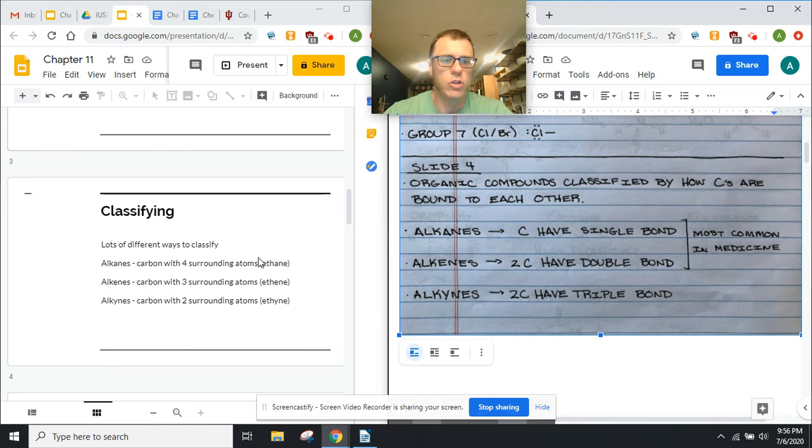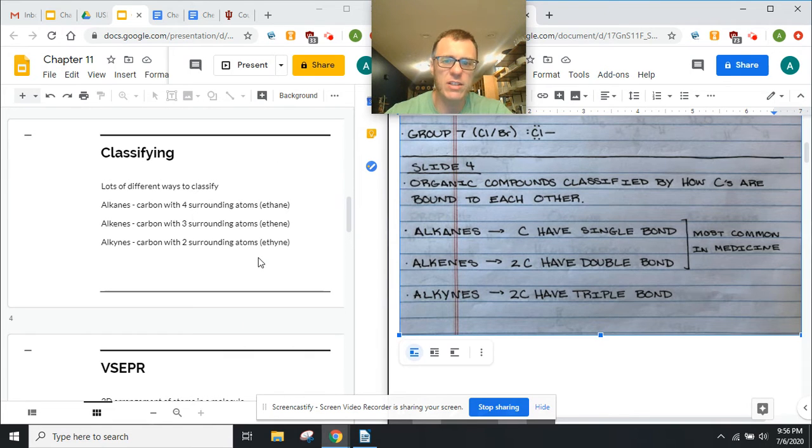All right. So there's a lot of different ways to classify these. Organic compounds are classified by how many carbons are bound to each other. It's a big deal. And we're talking a number of carbons. Alkanes, all the carbons are singly bound to each other. There's no double bonds between carbons.